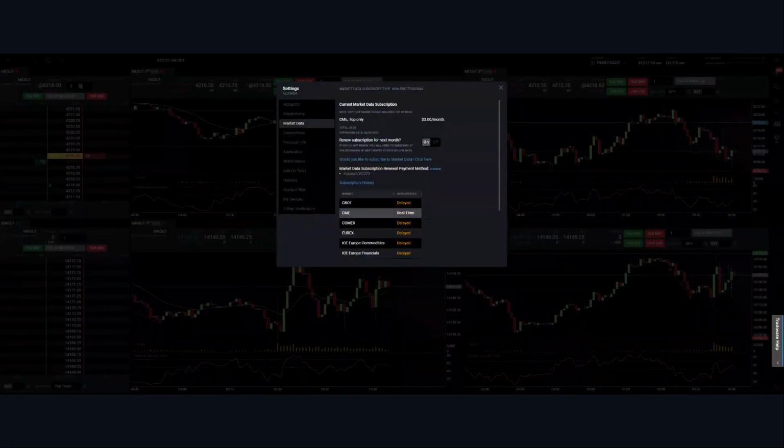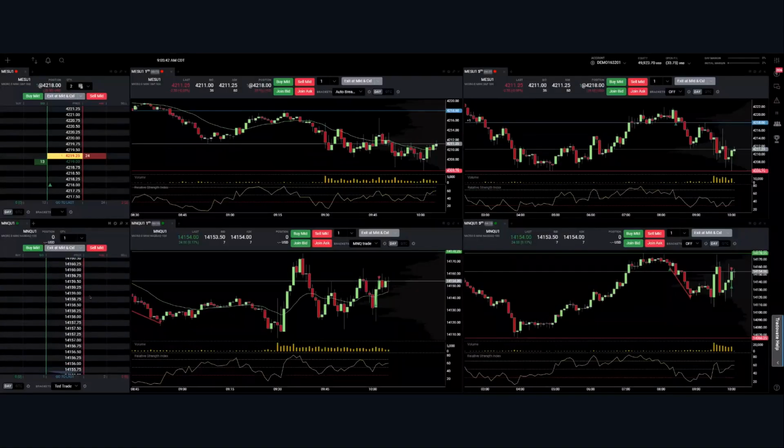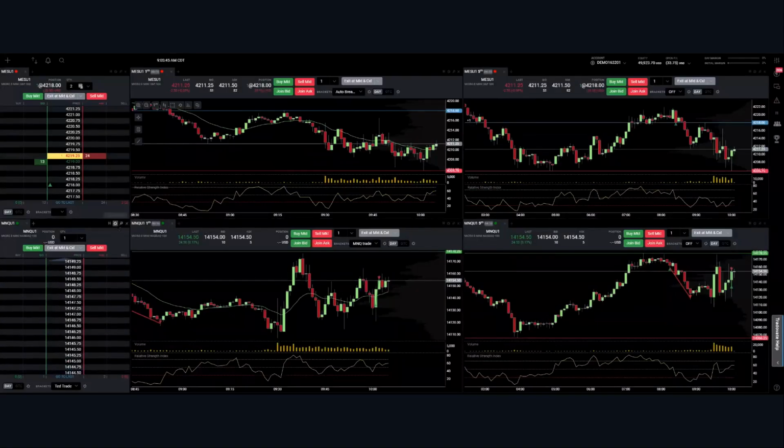So you get your market data, and this is where you would buy it. And I have CME real time, and if you want more, there's more in here. Top only, right? If you don't do top only, it's a little bit more expensive, but you get the depth of the market here. Okay.